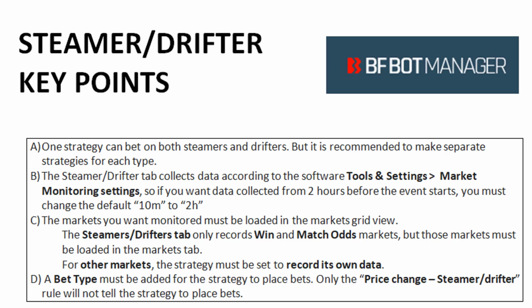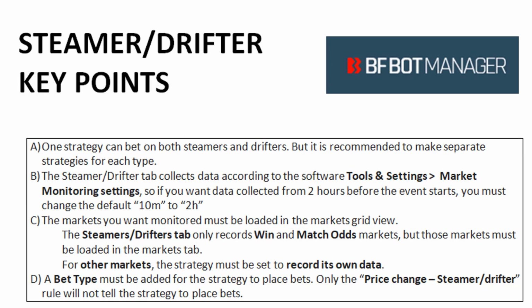The Steamer Drifter tab collects data according to the software tools and settings market monitoring settings. So if you want data collected from 2 hours before the event starts, you must change the default 10 minutes to 2 hours. The markets you want monitored must be loaded in the Markets grid view. The Steamers Drifters tab only records win and match odds markets, but those markets must be loaded in the Markets tab. For other markets, the strategy must be set to record its own data, such as over 2.5 goals markets.